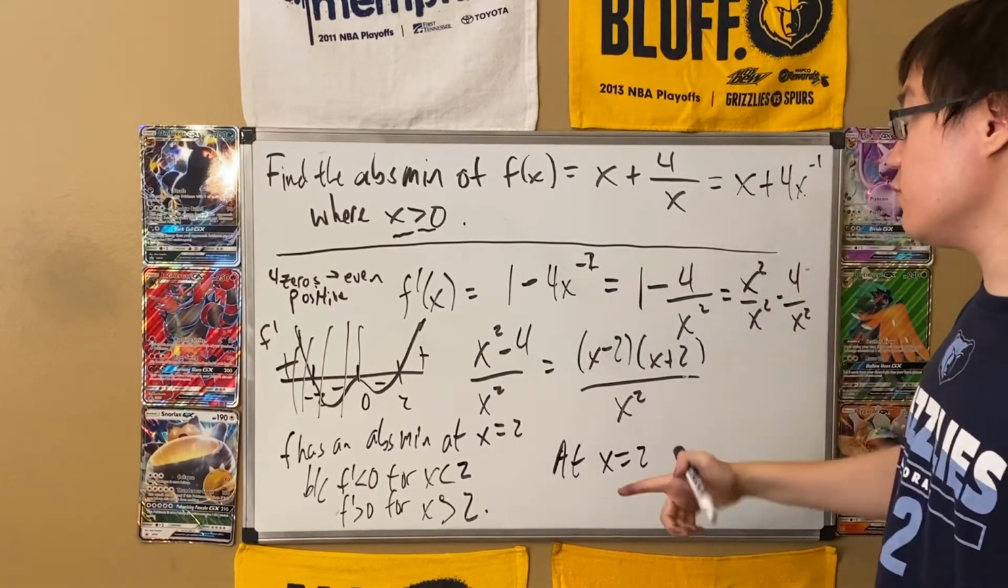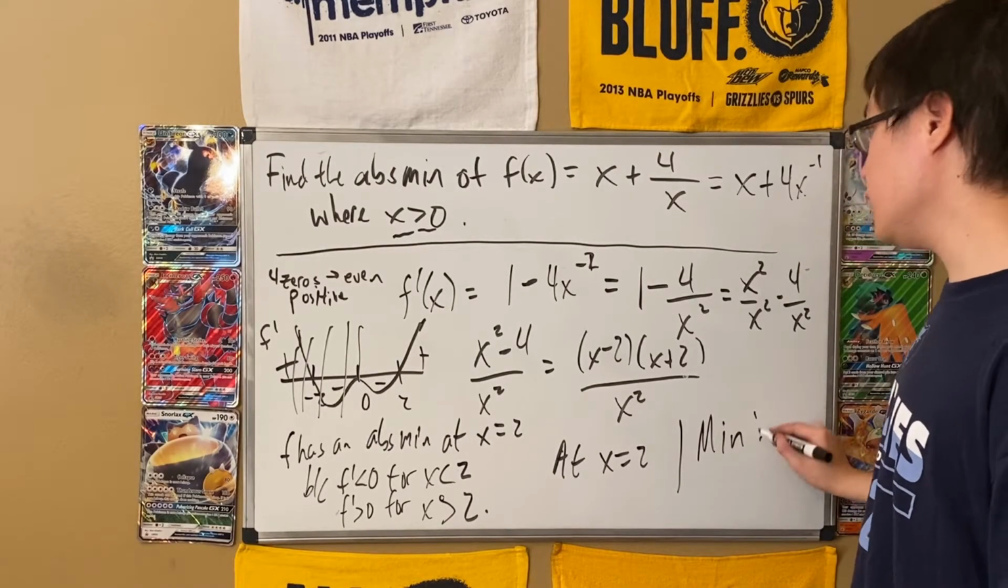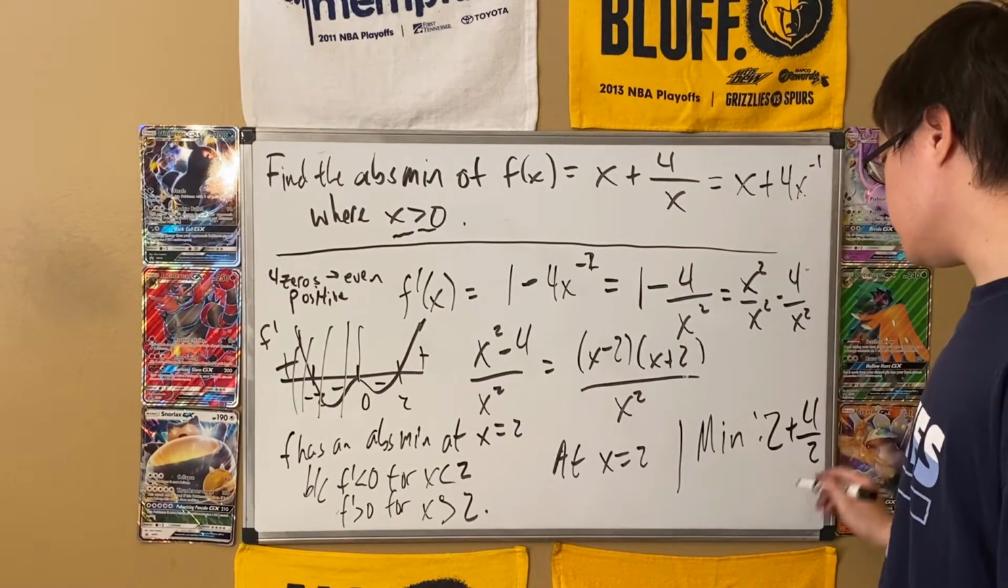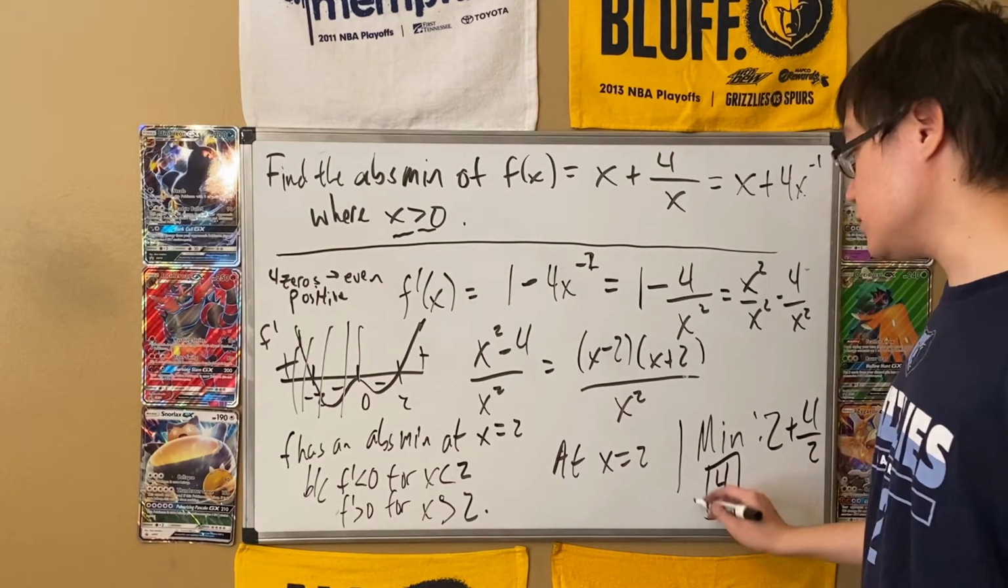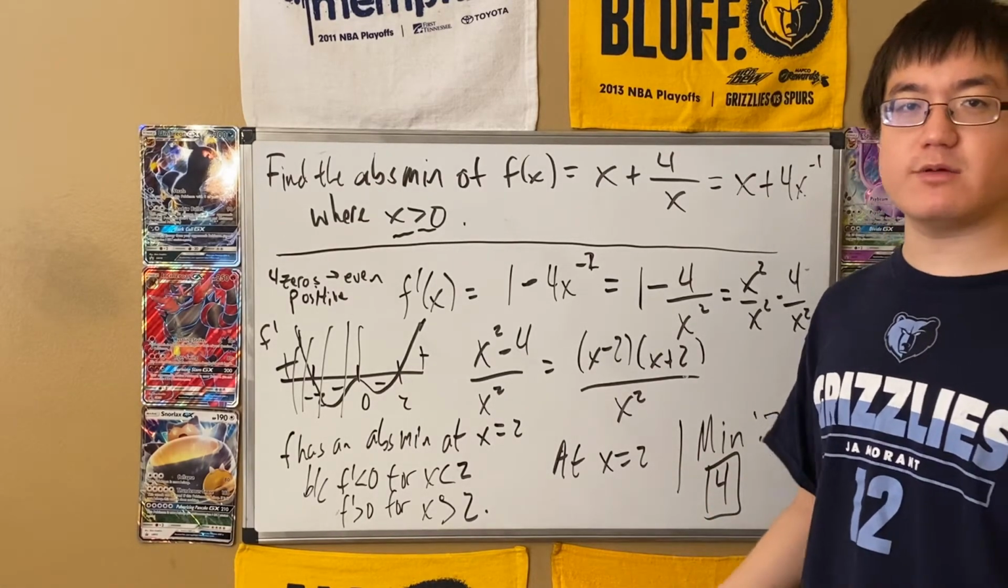And if you want to find the value, well, you're just going to plug in 2 into the function. So the minimum value doesn't look too bad. It's going to be 2 plus 4 over 2. So that's going to be 4 itself. So the x coordinate is 2 and the y coordinate is 4. So that's how you do absolute max or min.